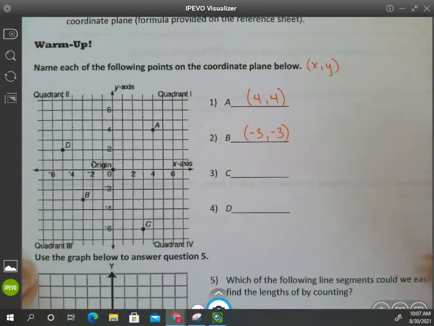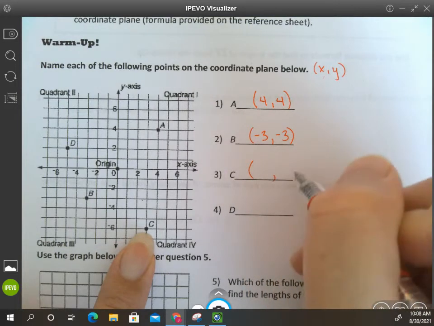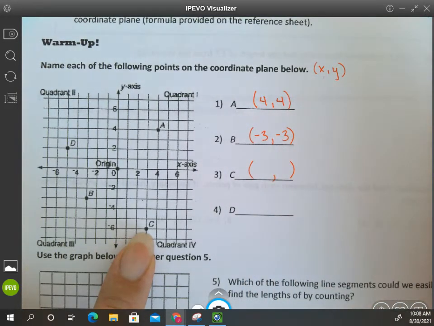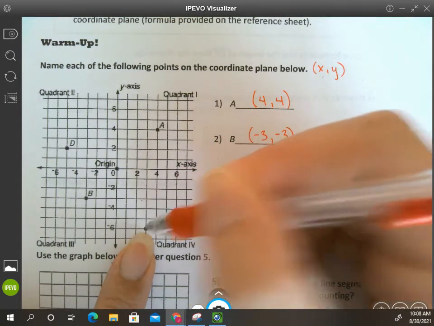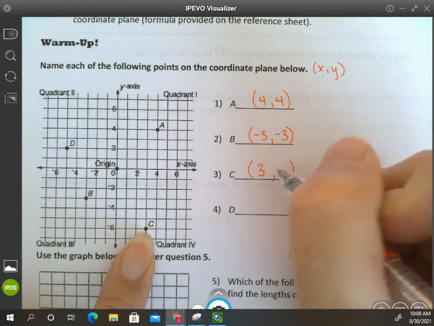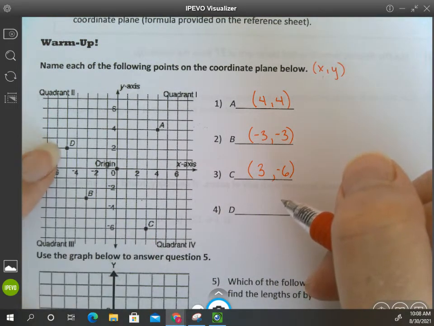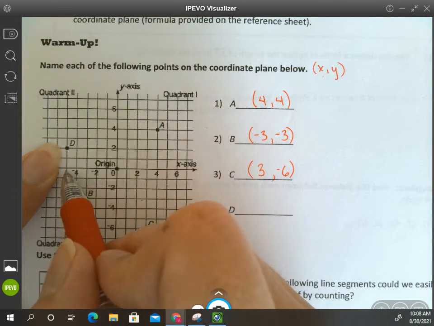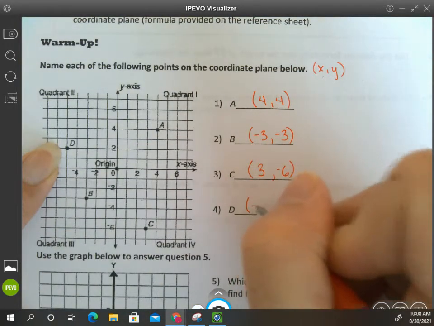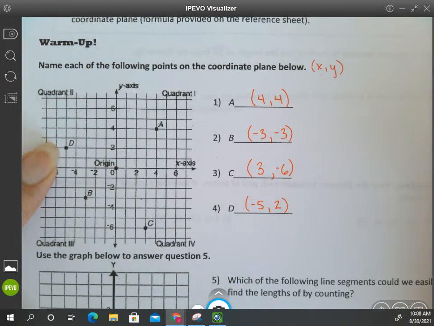All right, point C, go ahead and write that down, and we'll see if we agree. Again, we should see parentheses, commas, make it in the proper ordered pair. C is at what? (3, -6)? Yep, we agree. I heard it over here. Okay. And point D is in there. It's an X value that's -5 and a +2. All right. So we've got that down.